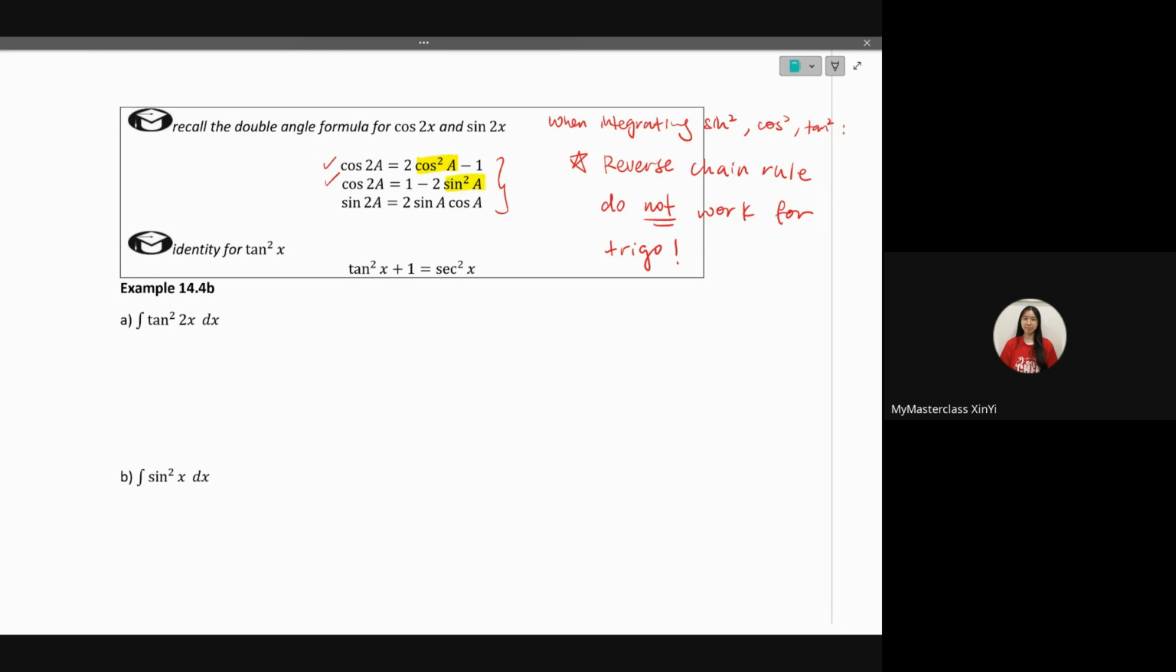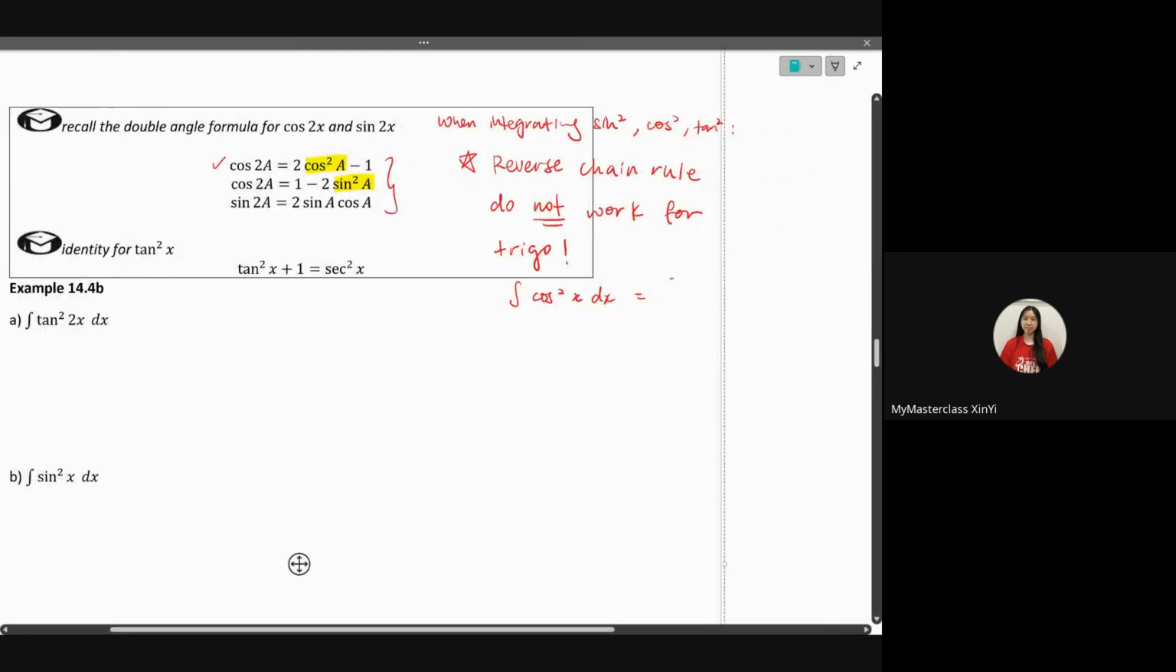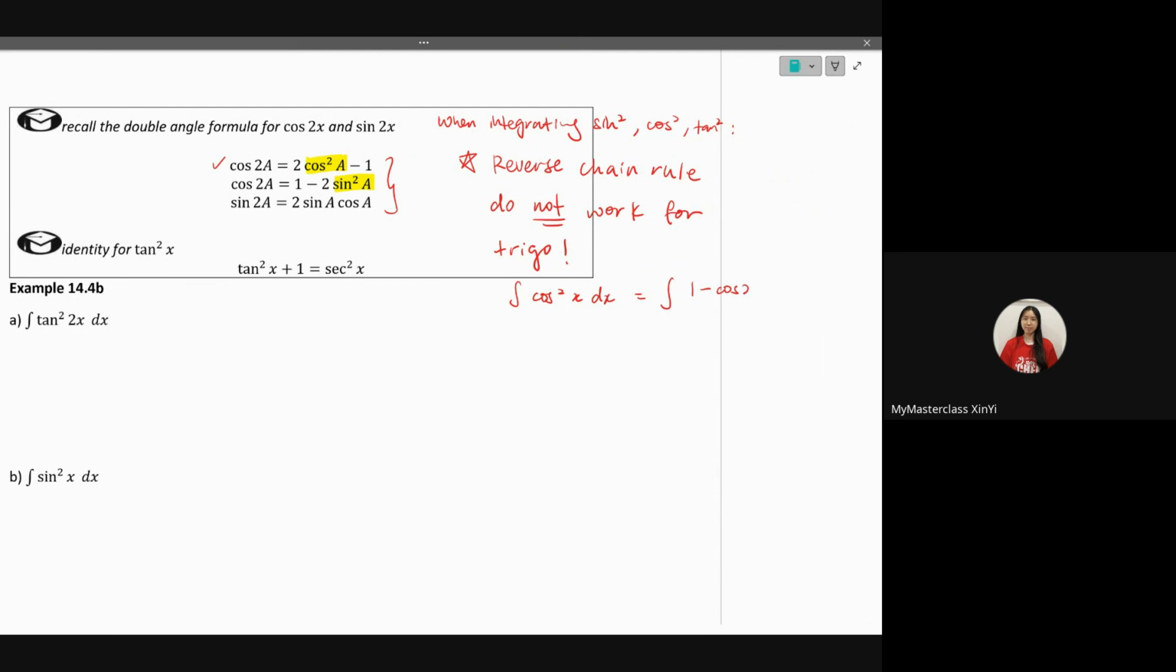So when I want to integrate this, I can do some manipulation. Therefore, when I integrate, say, cosine squared x, I will make use of the first one over here. The first one means I can actually just integrate (1 minus cosine 2x) over 2.